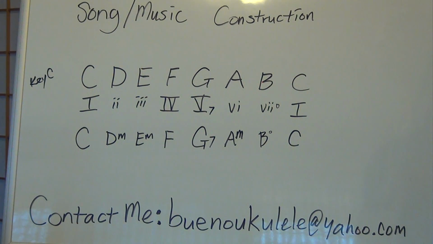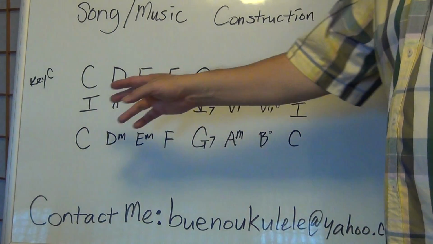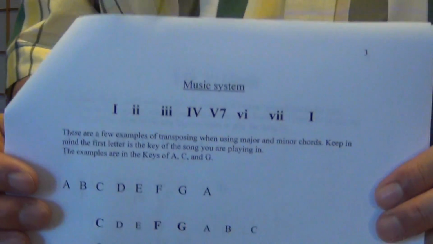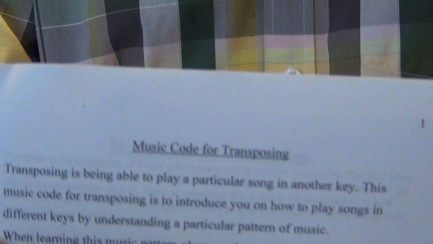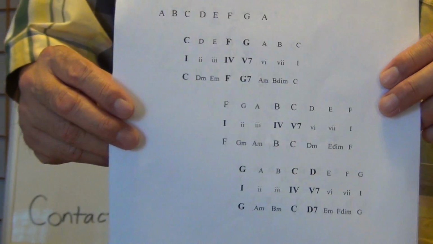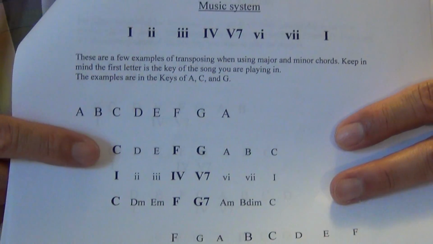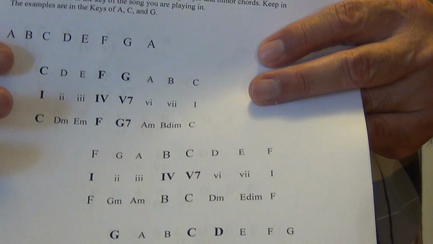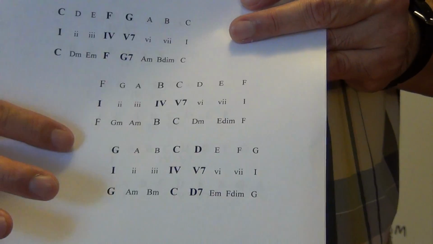Okay, just ending it off. You can do this for any key. That means any key that you choose to play in follows the same concept. In fact, if you look on page 3 in the music code for transposing, in that section on page 3, you're going to see several examples of this. So right here you have the key of C, which is right here, what we just talked about. Then I gave you 2 more examples, the key of F here and the key of G.